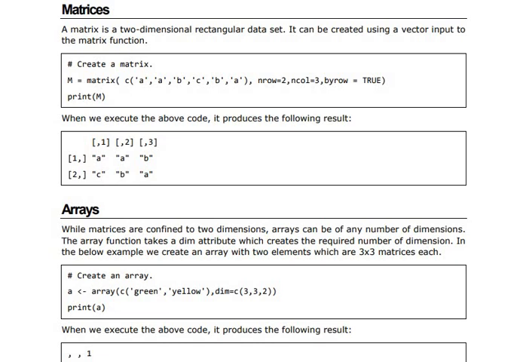Matrices. A matrix is, as we know, a 2-dimensional rectangular data set. It can be created using a vector input to the matrix function. See the example. M is equal to matrix of c(A, B, C, B, A), comma, number of rows is equal to 2 and number of columns is equal to 3. You can see the output.